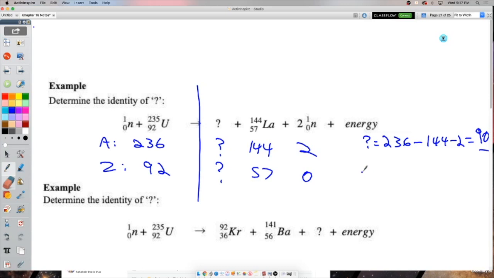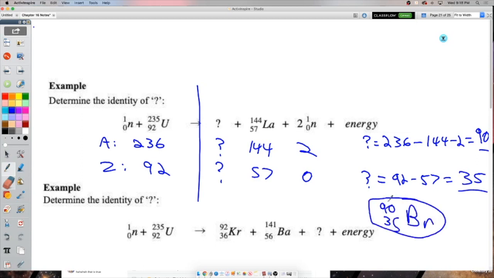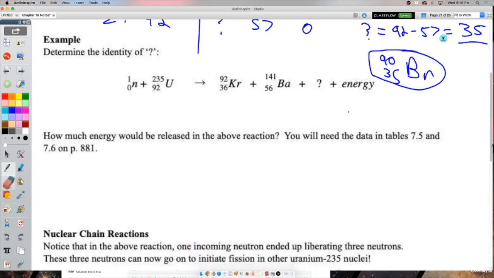And how many protons? What's its charge? Well, we started with 92 positive. We already have 57 accounted for. Whatever's left is going to need to come from question mark. And there we go. So this mystery nucleus is bromine 90. Okay, so nothing really different here. It's just now we have not just something falling apart because of spontaneous decay, we're inducing decay with a neutron bombardment.